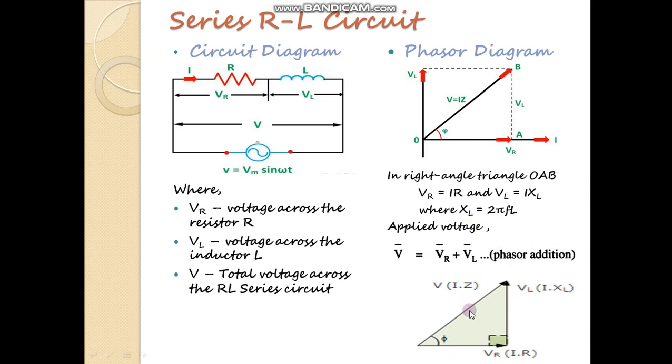From this we can draw the voltage triangle also. See, this is the voltage triangle or the right angle triangle, where the base represents the VR, the perpendicular represents the VL, and this hypotenuse represents the total applied voltage.